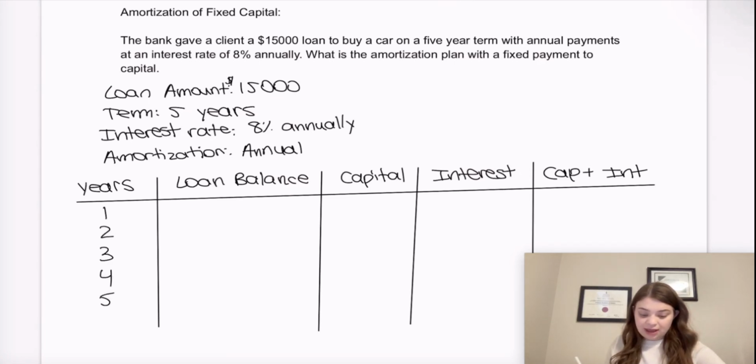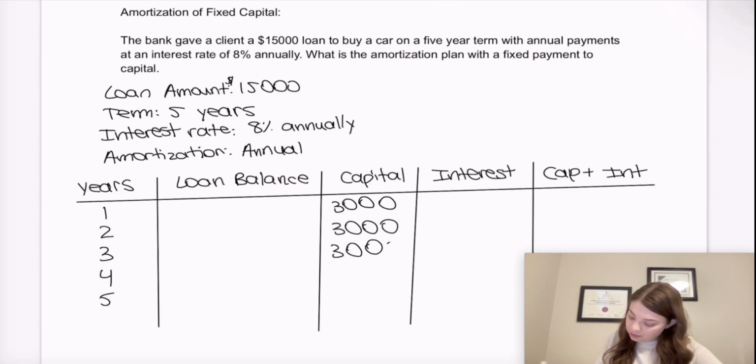And then we have our capital. We know it's going to be the same amount of capital that we're paying off each time because it says that the amortization plan must have fixed payment to capital. So therefore, every year, we're going to pay off the same amount of capital. So 15,000 divided by 5, since there's 5 years, is $3,000. So that means in year 1, we're going to pay off $3,000 of capital. In year 2, $3,000 of capital, and so on. Every year, we're paying off $3,000 in capital.